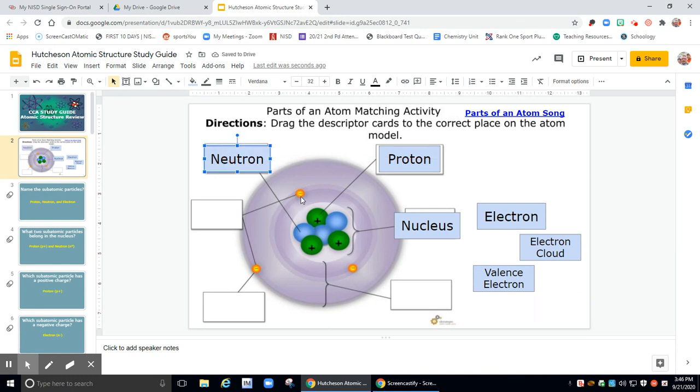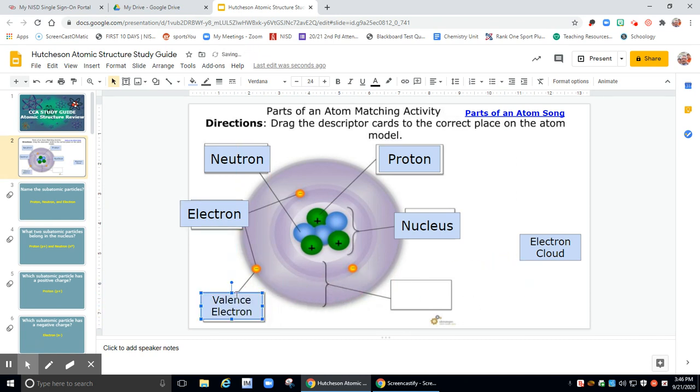This electron right here, these are both electrons, all three of these orange dots, okay? And then specifically, this one right here, because it's in the outer level, that one specifically is a valence electron. Remember, valence electrons are those electrons in the outer shell. And then this bracket here is talking about this entire area where all the electrons exist, and that is going to be the electron cloud.